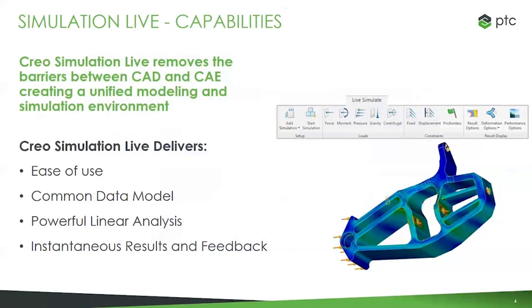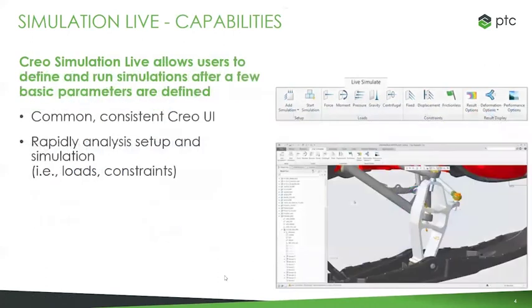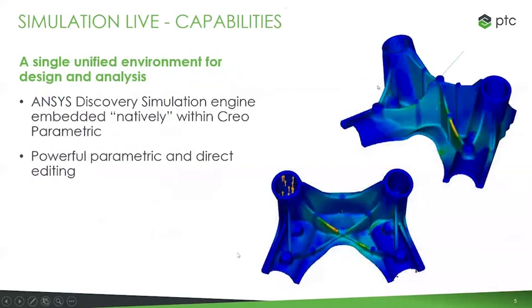If I modify this model over here, change the dimensions associated with this, lengthen this out, remove the bracket over here, I will see this updated in real time. It's not going to take 10 minutes to run a simulation of this. It will update in real time. This works with the common consistent Creo user interface. So anyone who's familiar with Creo can pick this up and apply loads and constraints and then start to see the impact that their design changes are having directly on our model.